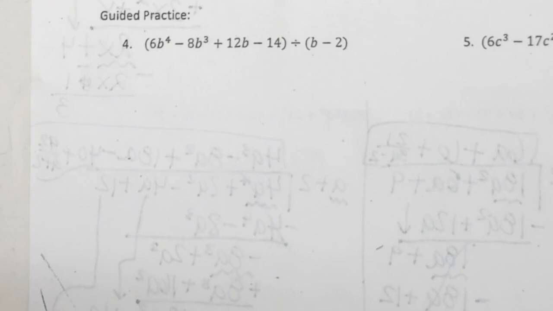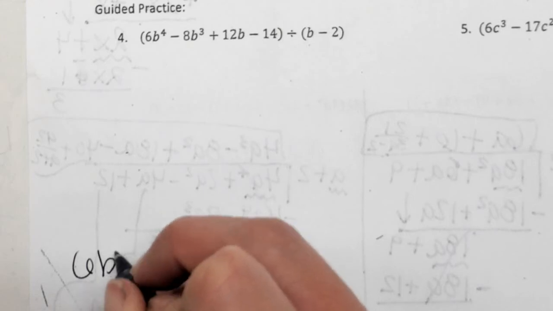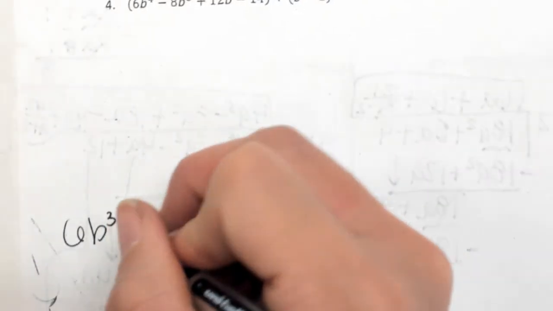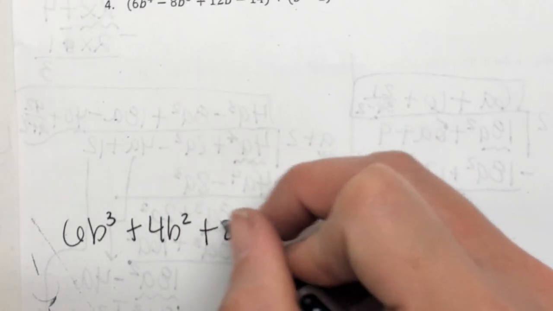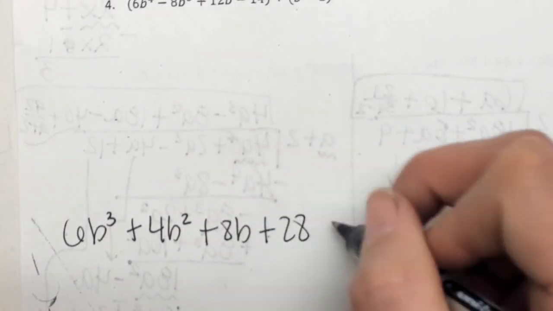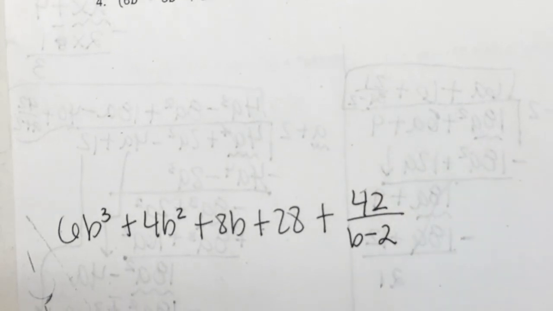Anybody want to try the answer? Why? You don't think it's right? Anybody want to try it? You want to try it? Okay, go ahead. 6b cubed plus 4b squared plus 8b plus 28, plus 42 over 8. What do y'all think? Anybody else get this? Good, it's right.